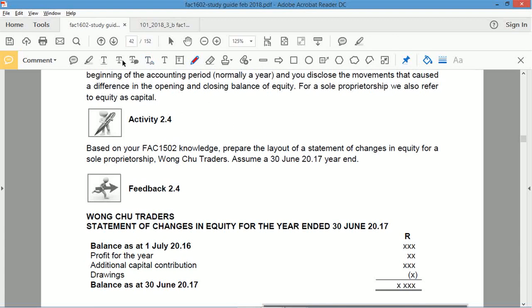So here, another important layout or format: statement of changes in equity. What does that look like? Here's the template. So what must we put? Balance at the beginning, profit, any extra capital, minus any drawings, balance at the end. Okay, so let's draw that up.